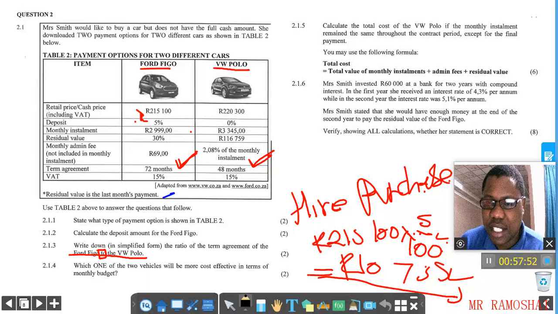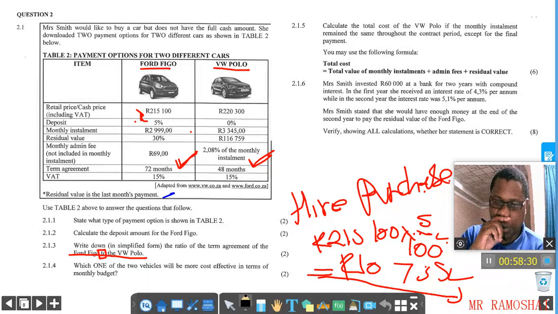Miss Smith invested 60,000 at a bank for 2 years with compound interest. In the first year, she received an interest rate of 4.3% per annum, while in the second year, the interest rate was 5.1% per annum. Mrs. Smith stated that she would have enough money at the end of the second year to pay the residual value for her figure. Verify, showing all the calculation, whether her statement is correct.